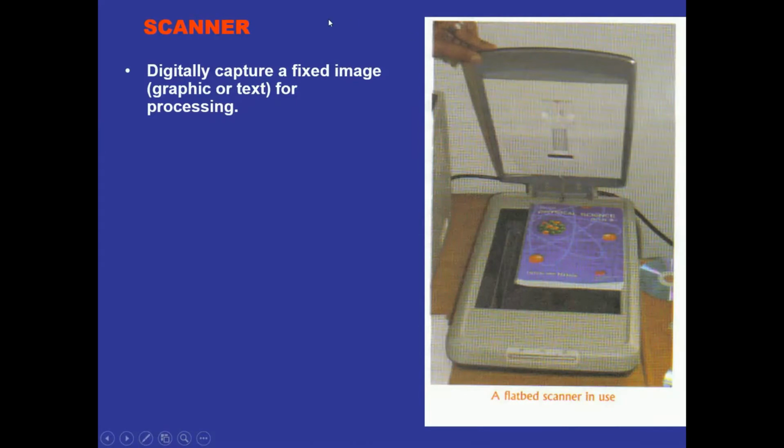So what does a scanner do? It digitally captures a fixed image, which can be graphics or text for processing. So you can put something in your scanner, a book, a paper, a photo, and it will be captured, input into the computer. We can use a scanner to scan text for editing.